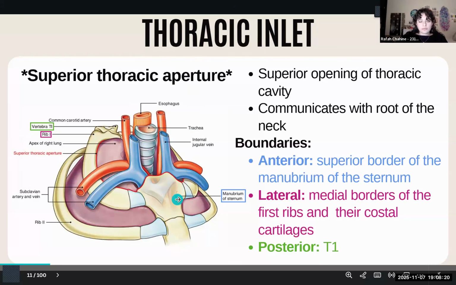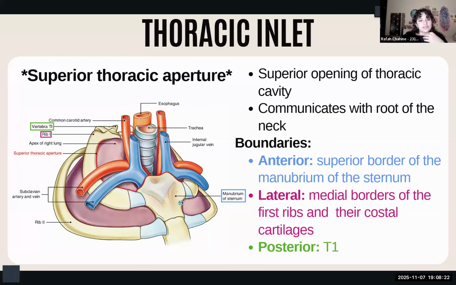We have the manubrium of the sternum. Remember the bone right in the center? That's the sternum. The sternum can be divided into three parts, and we're going to go into those later. The first part is the manubrium, and that's what makes up the anterior boundary or border of the thoracic inlet. Laterally, we have the medial border of the first rib. This is the first rib, the medial border or the border that faces the middle of the body, okay?